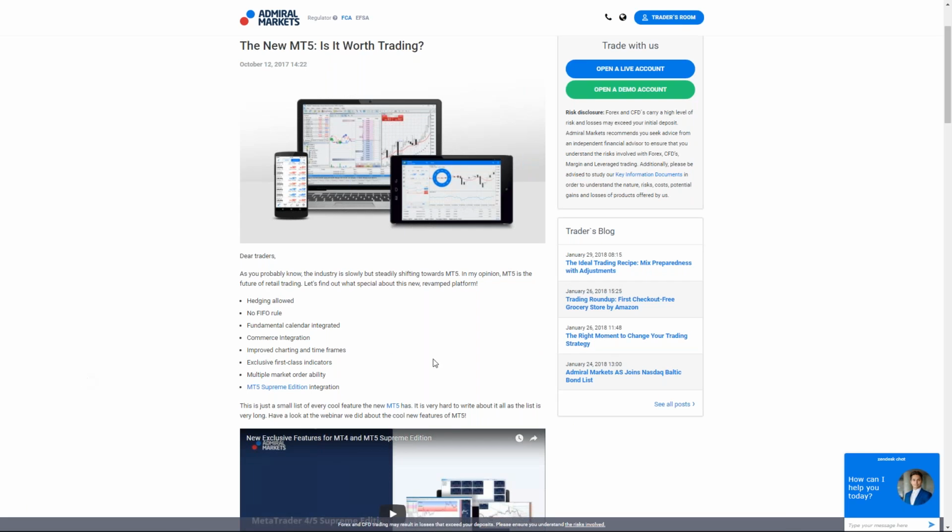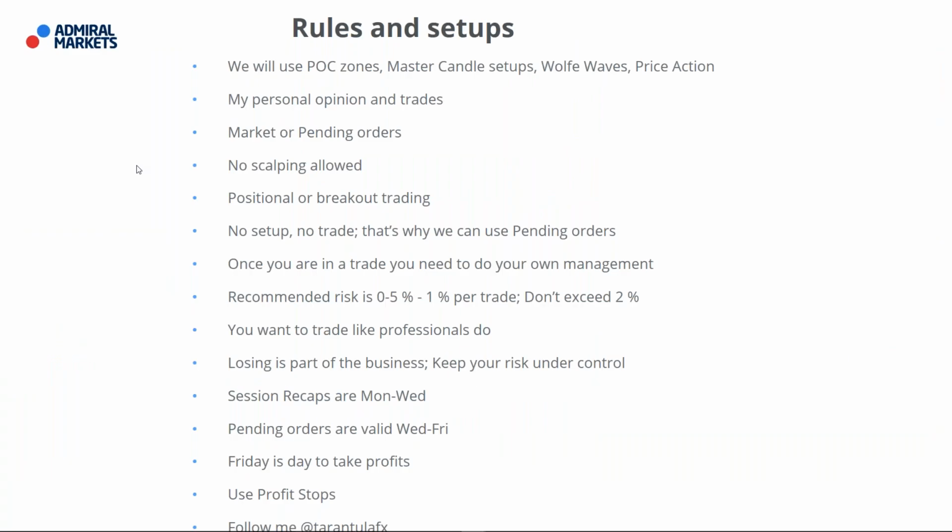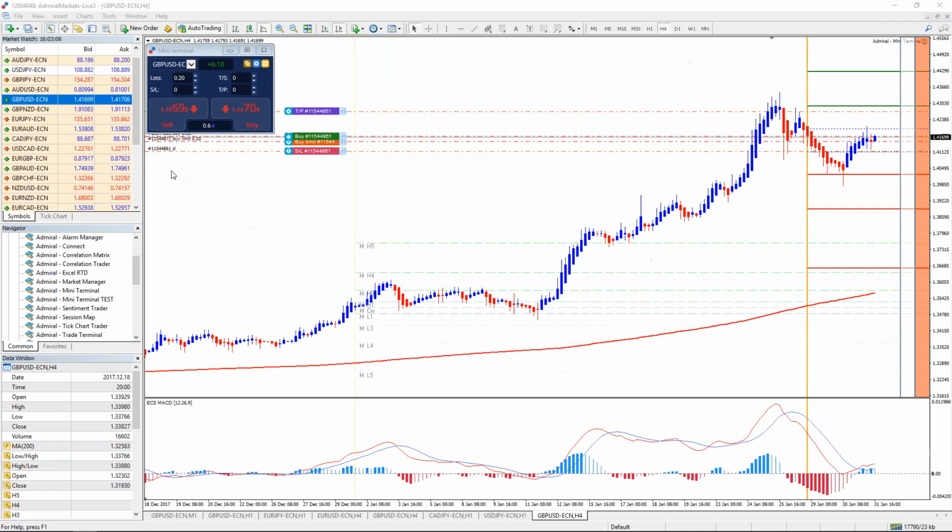Also, it's good because it doesn't have a FIFO rule. It's the first in, first out rule that I think US and Canadian traders usually have. So there is no first in, first out rule, so it's much more user friendly, guys.